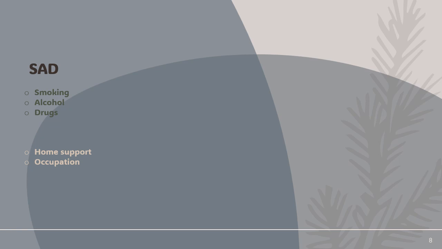Then moving on to alcohol, ask how often they drink, how many times a week, and what they drink. Also ask about recreational drugs. Have you tried any recreational drugs? Ask about marijuana. Home support is also an important thing to be asked.